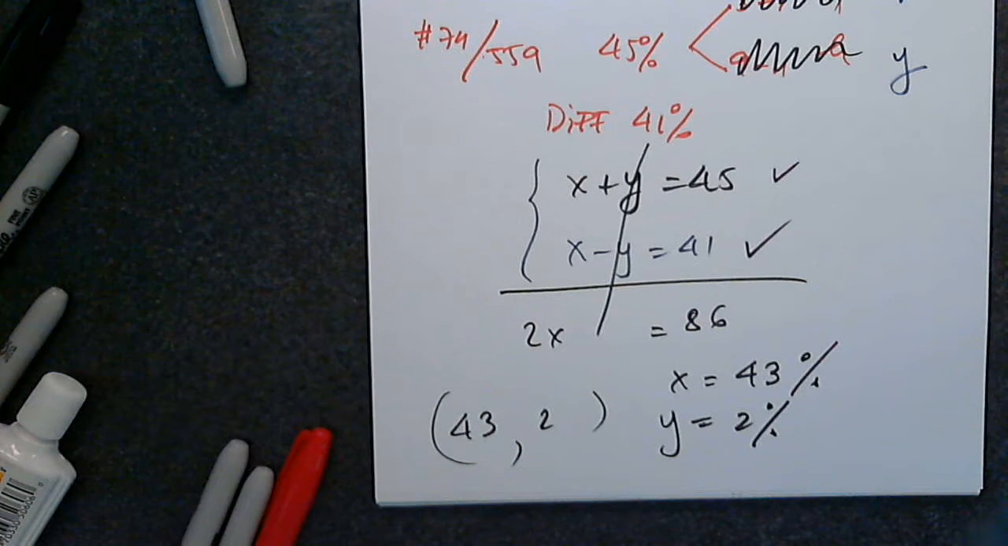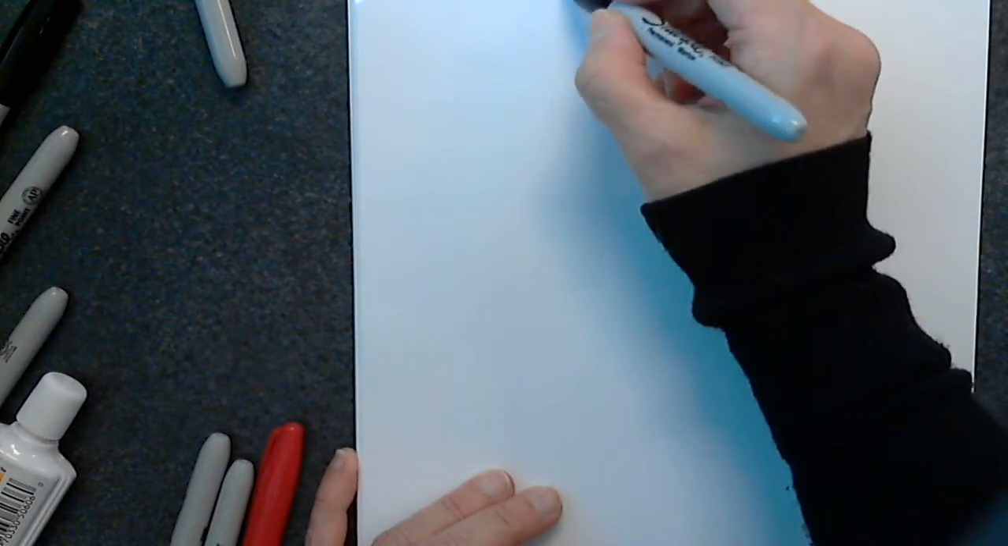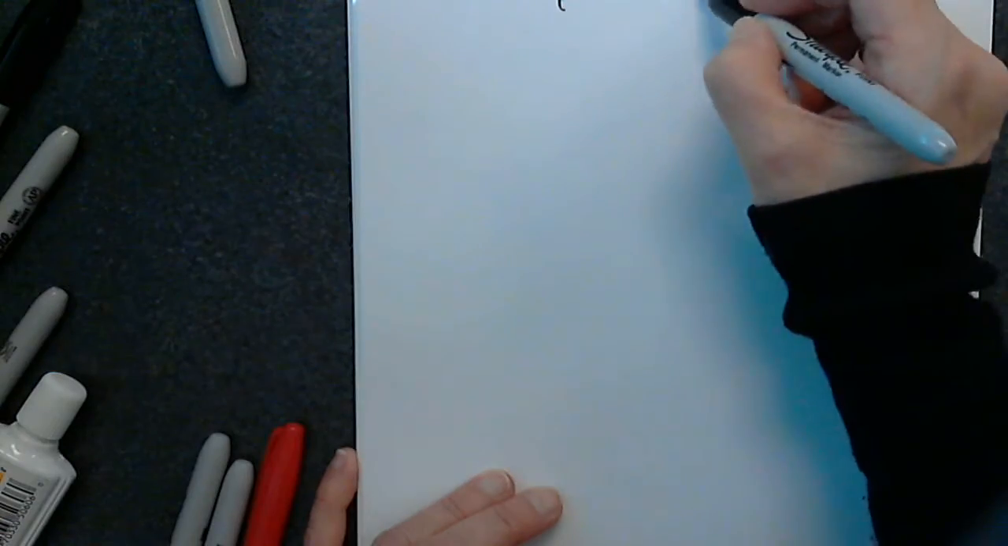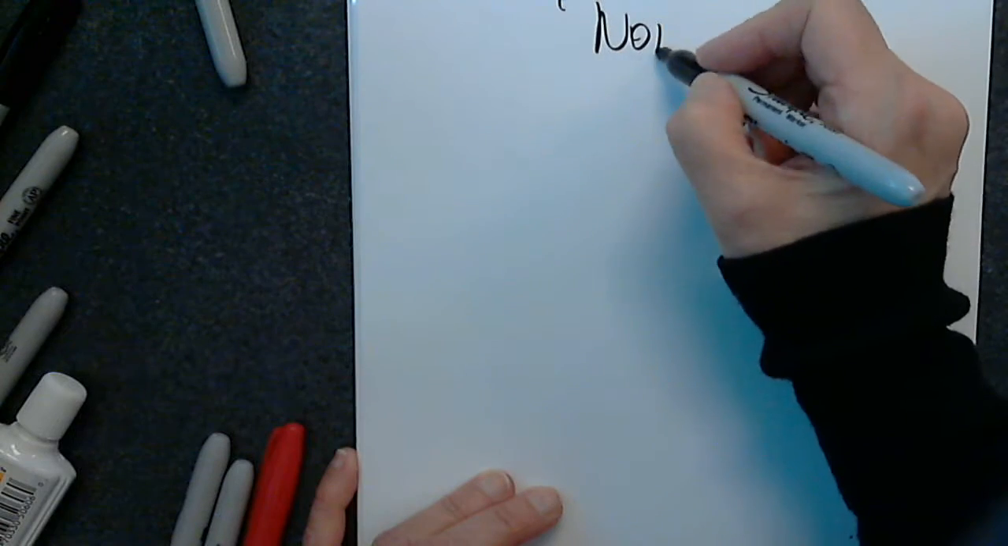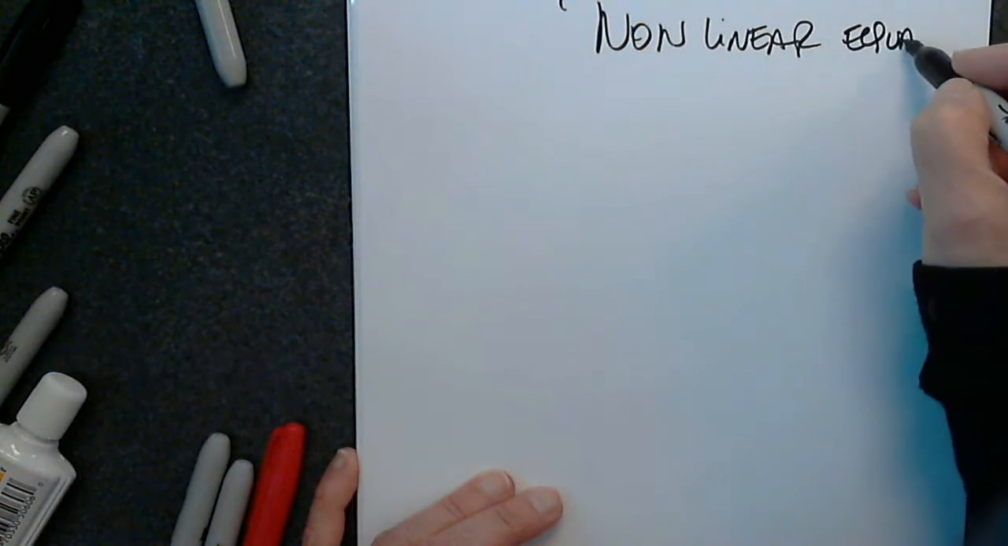Okay, our next step is 5.4, which is systems of non-linear equations.